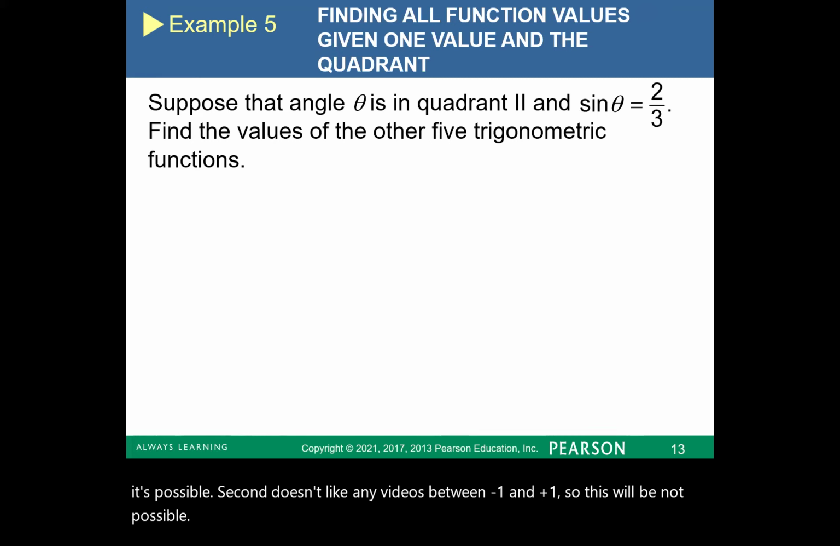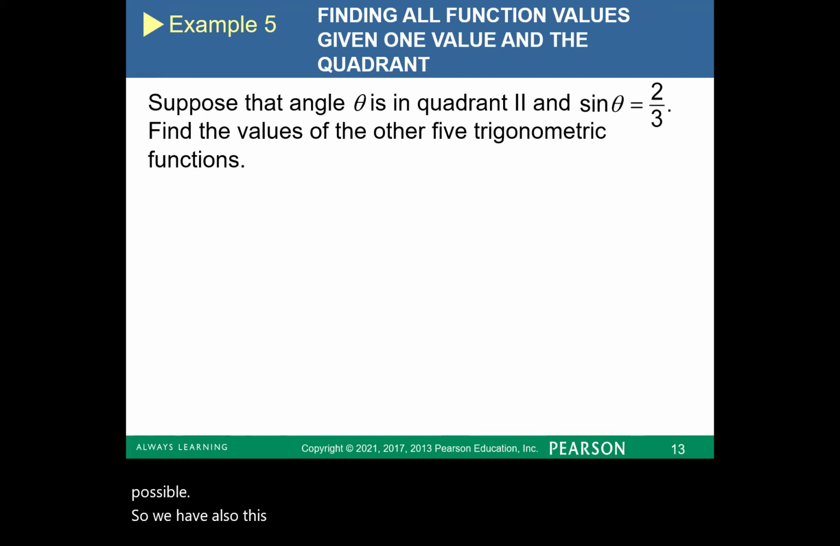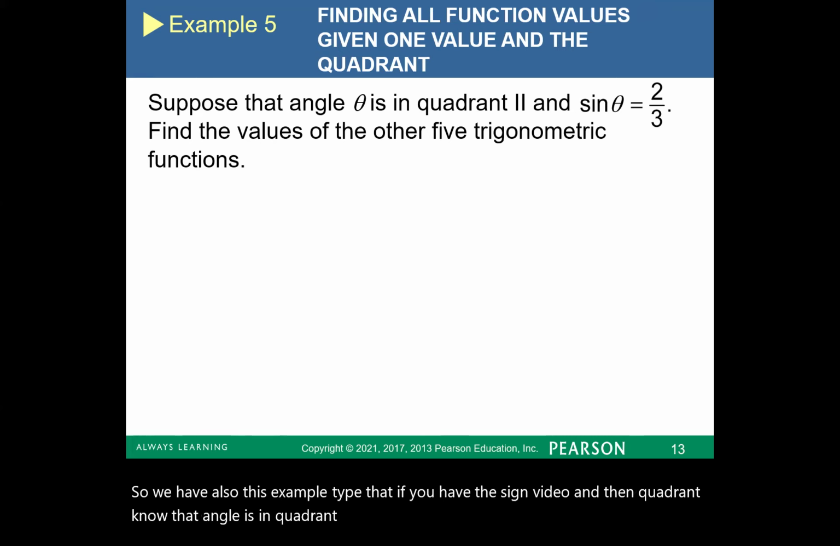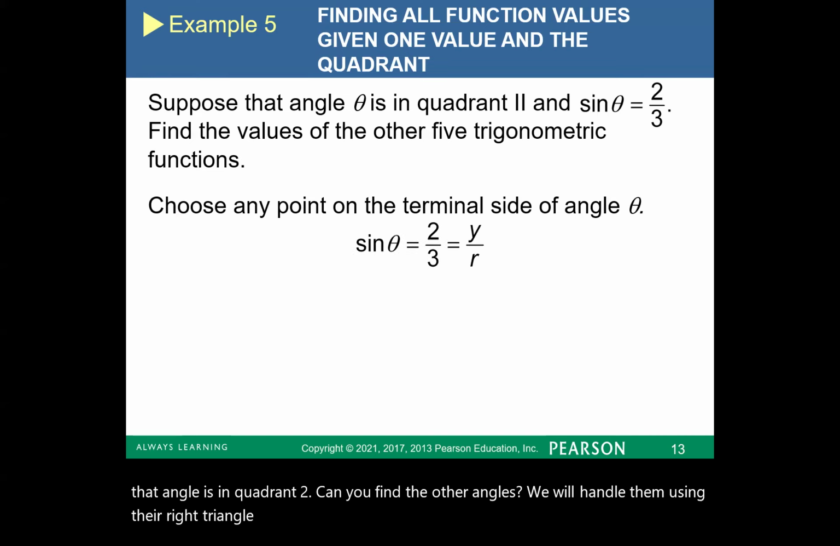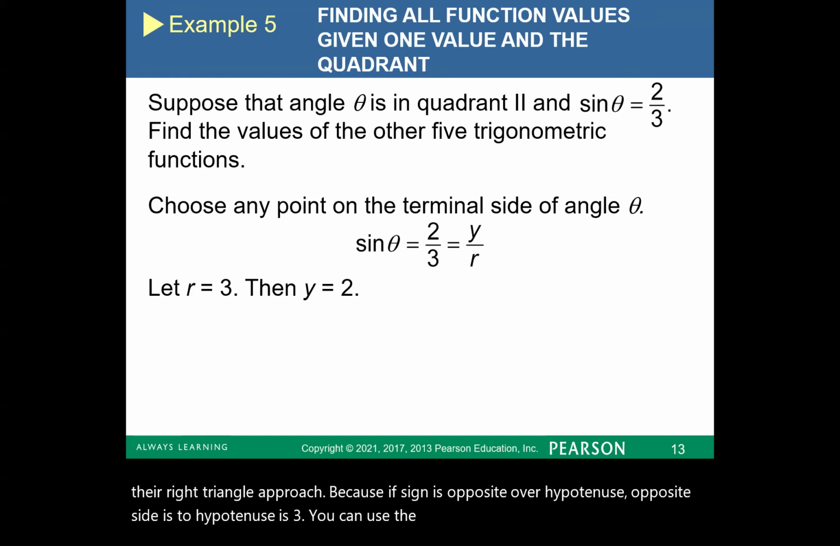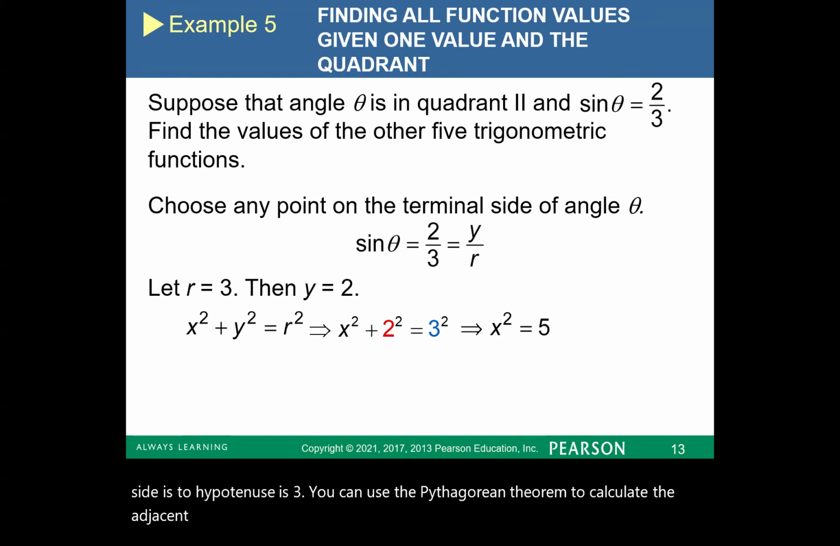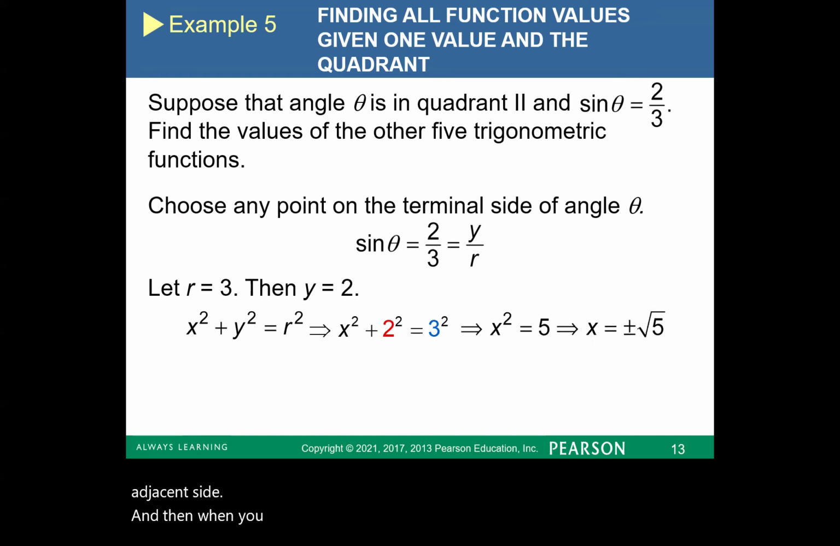We also have this example type where you have the sine value and then the quadrant. We know that the angle is in quadrant 2. Can we find the other trig values? We will handle them using the right triangle approach. Because sine is opposite over hypotenuse, the opposite side is 2 and the hypotenuse is 3. You can use the Pythagorean theorem to calculate the adjacent side, and you will see that the adjacent side is root 5.